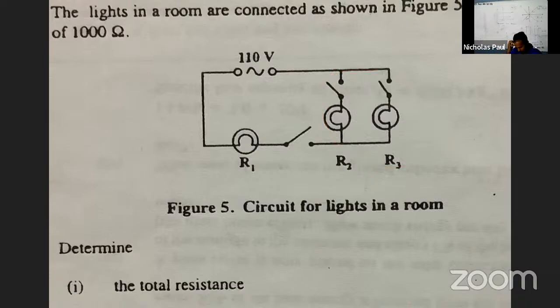What I was trying to say is, when you close the circuit here, current will flow. Current will flow here, and when the current reaches this junction, the current is going to split up. So the current will split up here and here.